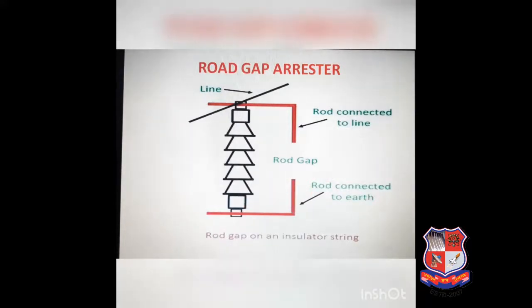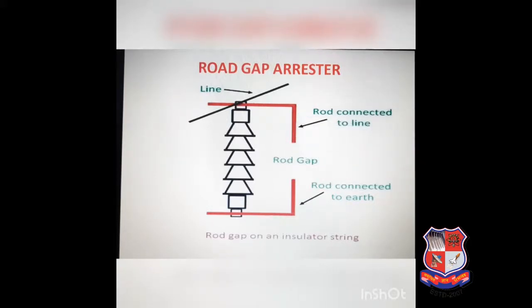One thing we have to be very clear about is that the distance from this insulator to this gap must not be less than 1/3 of the gap length. Otherwise what happens is that the arc may reach the insulator. So if the distance is less than 1/3 of the gap length, then the arc may damage this insulator. So we have to keep the distance greater than 1/3 of the gap length.